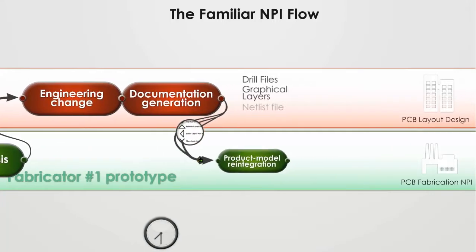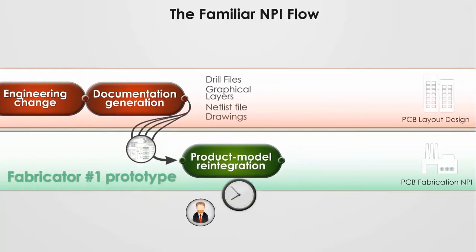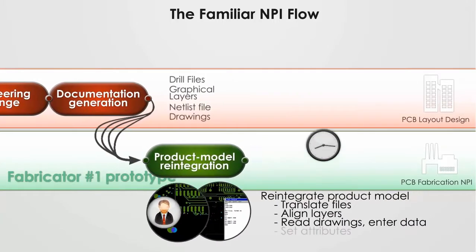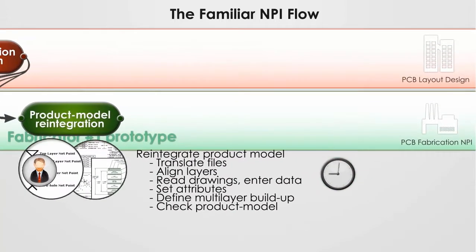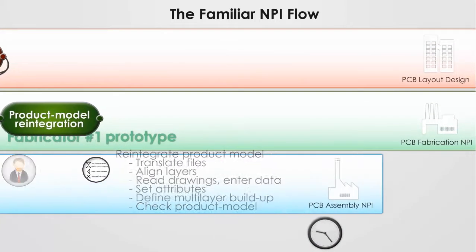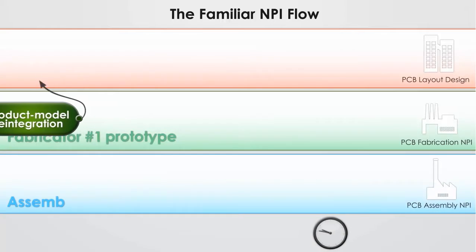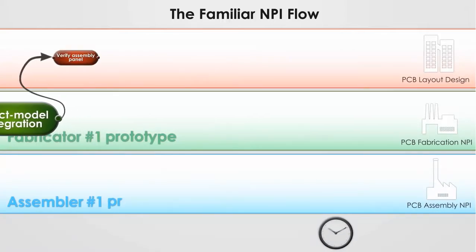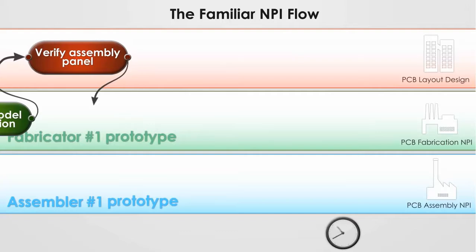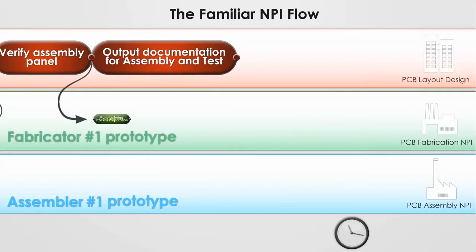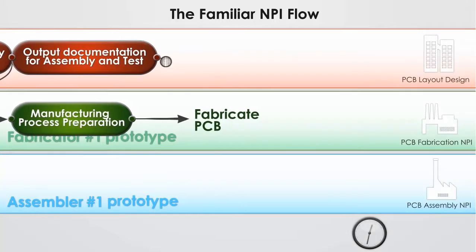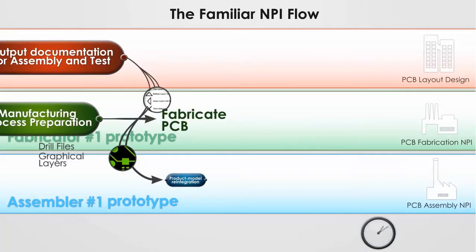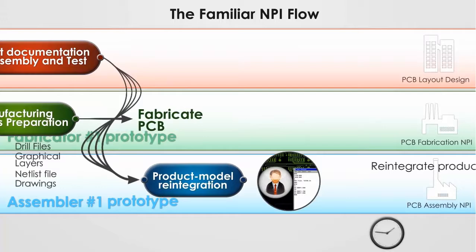This in turn gives rise to another set of documents and drawings for reintegration in the CAM system, and, assuming no further clarifications or engineering changes are required, the fabricator can make final verification with you that he has entered data from your drawings correctly. For example, if an assembly panel drawing has been issued, after which process preparation for fabrication can proceed, and in parallel the data and documentation for assembly can be compiled and delivered to the assembly NPI department.